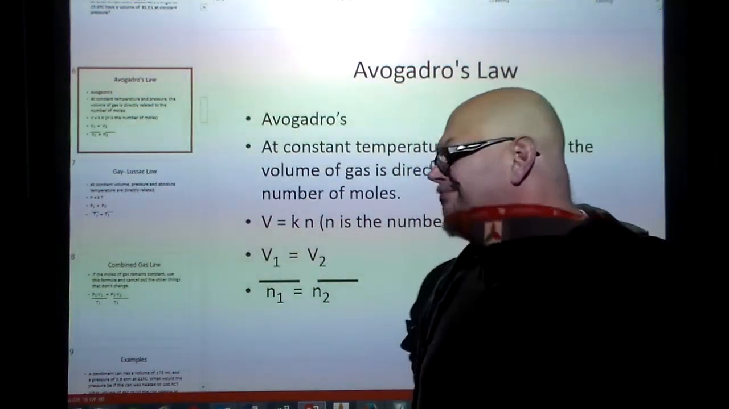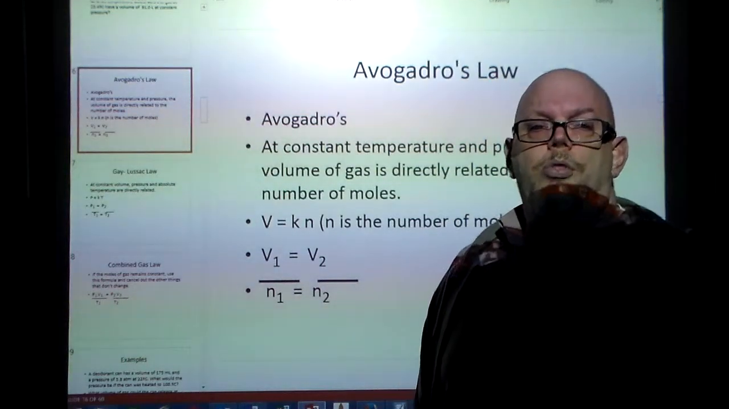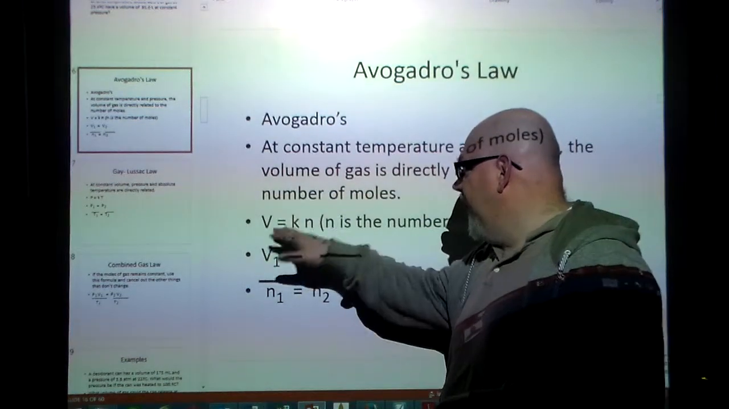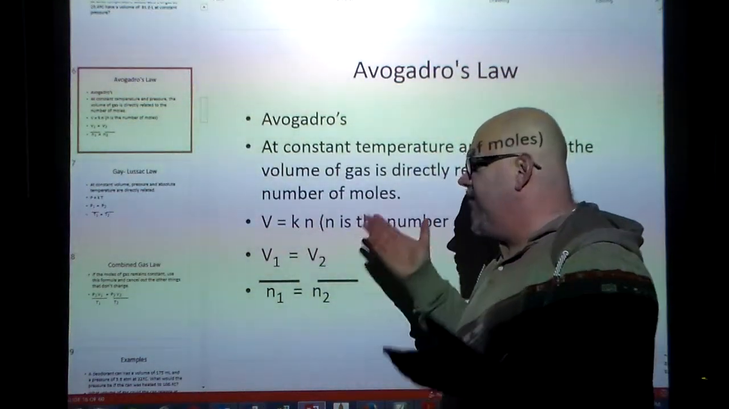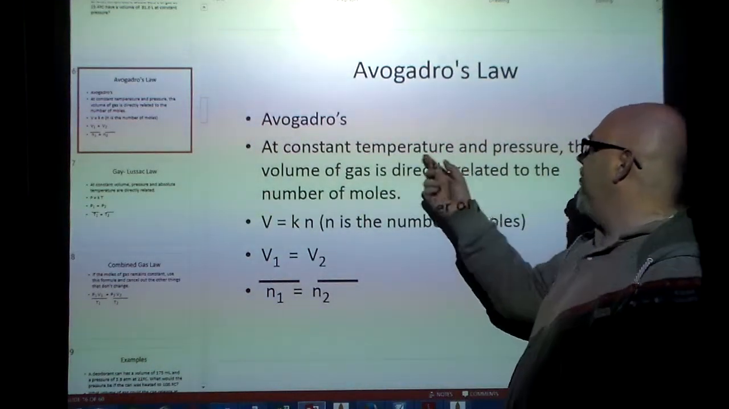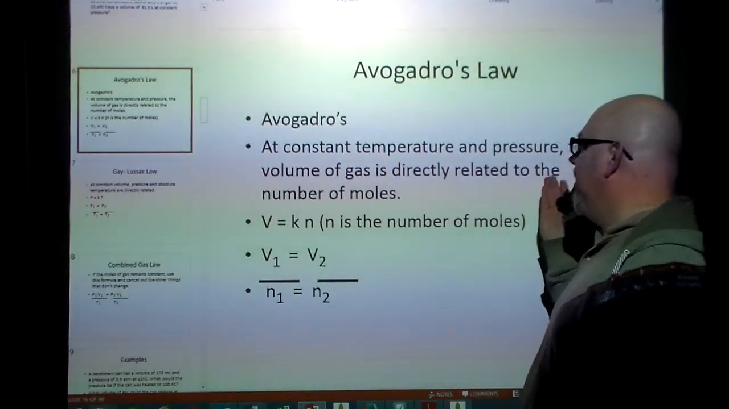Now, Avogadro was credited for coming up with the idea of the mole, the number of the mole. In this case, the volume is equal to some constant K multiplied by N, where N is the number of moles of gas. If we keep the temperature and pressure the same, the volume of gas is directly related to the number of moles.